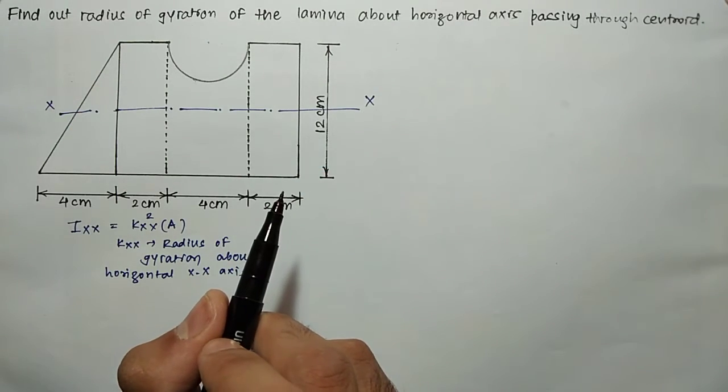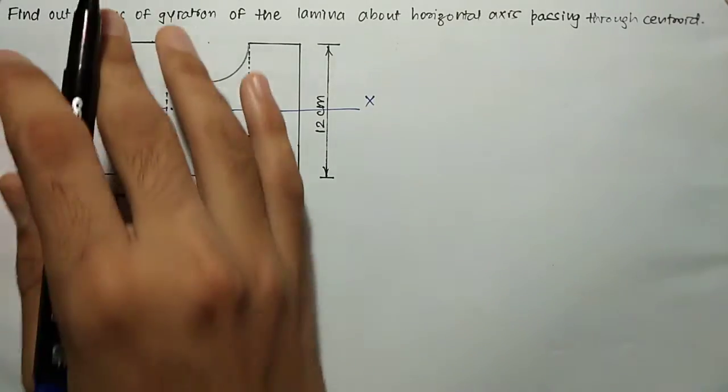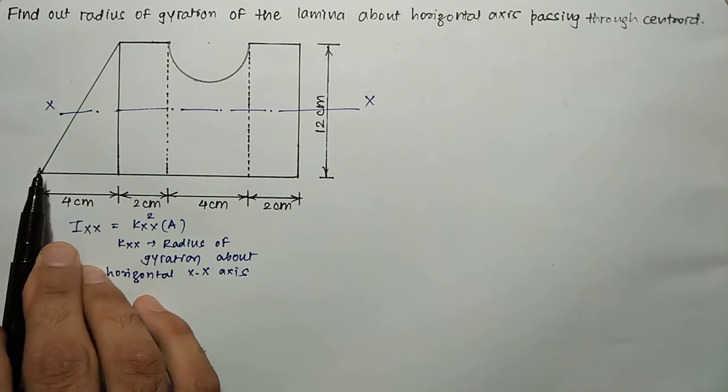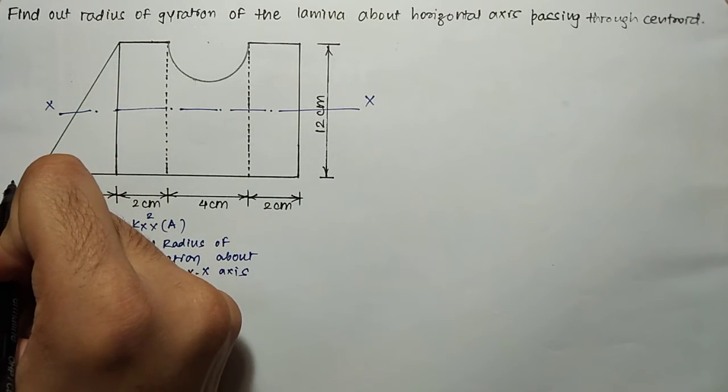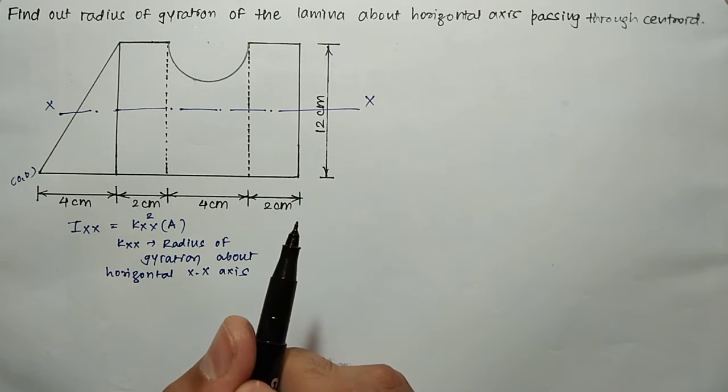Now the next step is to locate the origin, which will be lying at the leftmost and the bottommost point. Here the leftmost is this and the bottommost is all this. So let us say this is the origin having the coordinates 0, 0.